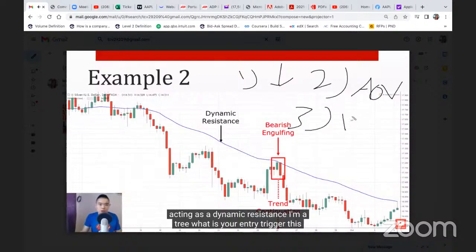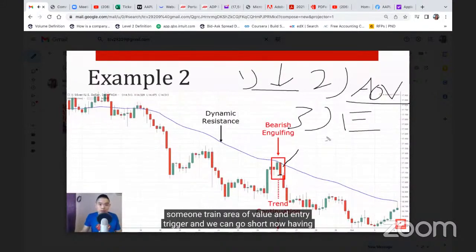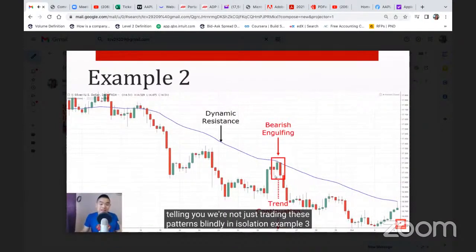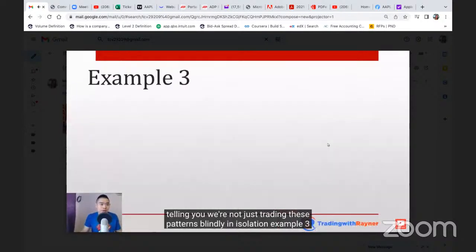Number 3, what is your entry trigger? This time around, we have this bearish engulfing pattern, right? Notice this over here. Market close higher. Second candle, smash lower, closing near the low. So this is what we call a bearish engulfing pattern. So we have 3 things: number 1, trend, area of value, and entry trigger. And we can go short now, having our stops above this high somewhere here, and see if the market can continue lower. So now you can see that we're trading with something that makes sense, based on what the market is telling you, and not just trading these patterns blindly in isolation.